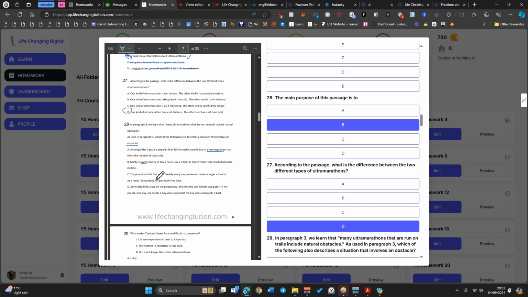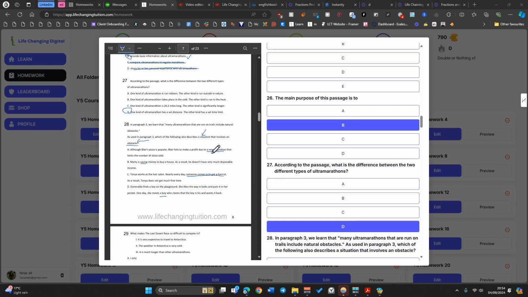Tonya works at the hair salon. Nearly every day someone comes in to get a haircut, and as a result of that, she doesn't have much free time. So basically people coming in to get a haircut seems to be a bit of an obstacle there. Phil finds a key on the playground. She likes the way it looks and puts it in her pocket. One day, she meets a boy who claims that the key is his and wants it back. So the boy is supposed to be sort of like an obstacle here. Of course, not all of these are in the same context, but basically what it wants us to do here is figure out which of these sentences describes a situation that is quite similar and involves an obstacle.